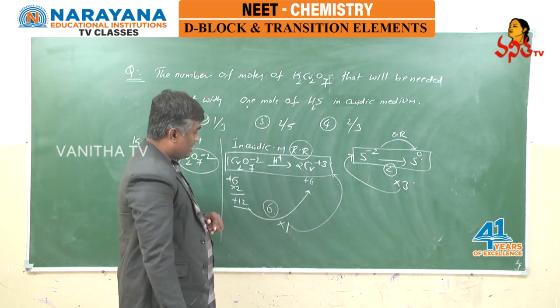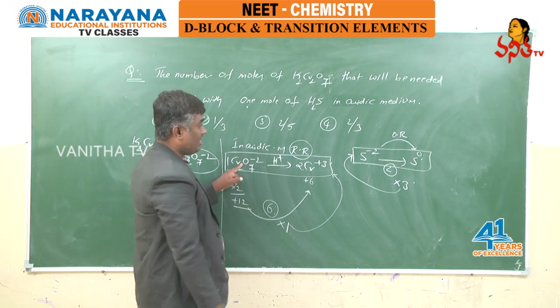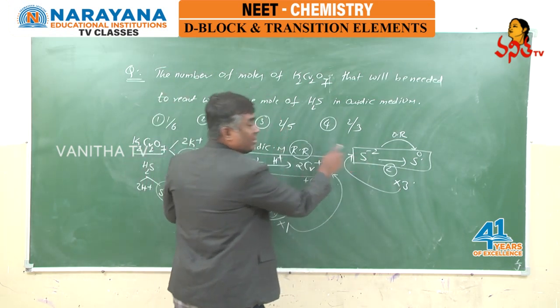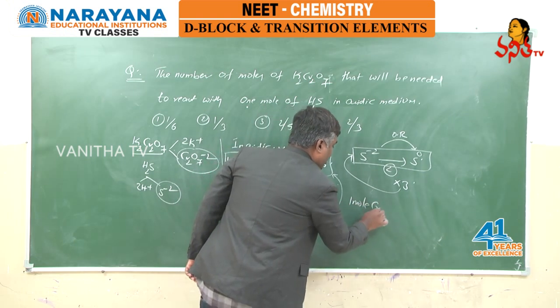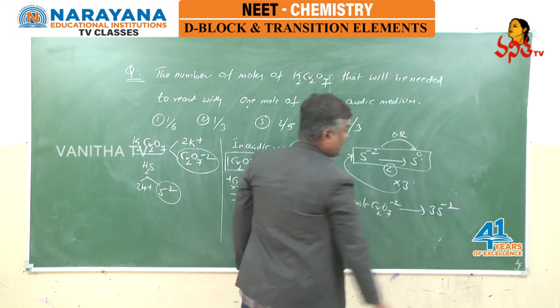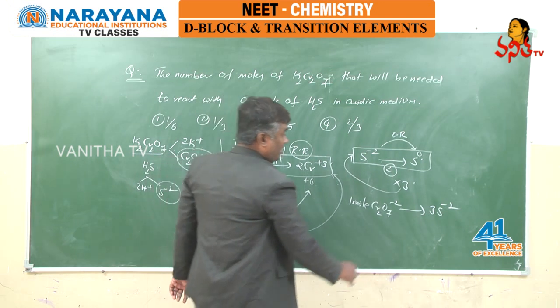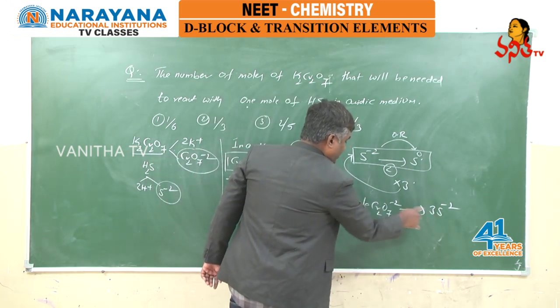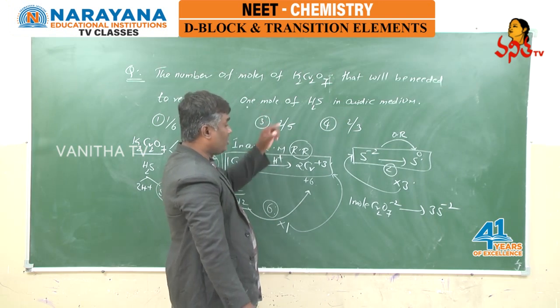Means from this equation we come to know that 1 mole of dichromate ion can react with 3 moles of sulfide ion. Sulfide ion is nothing but H2S. Means for 3 moles of H2S we need 1 mole of K2Cr2O7. So they are asking for 1 mole of H2S.